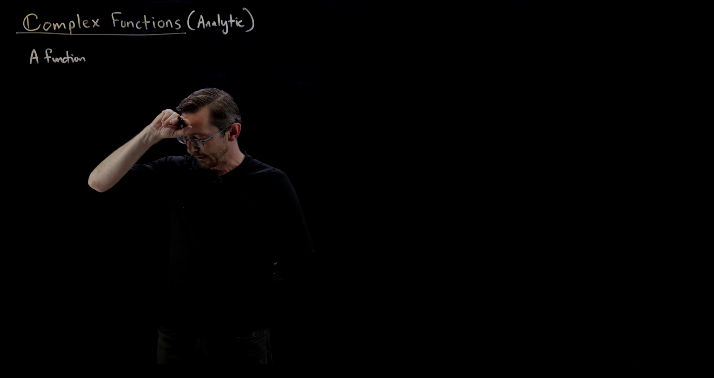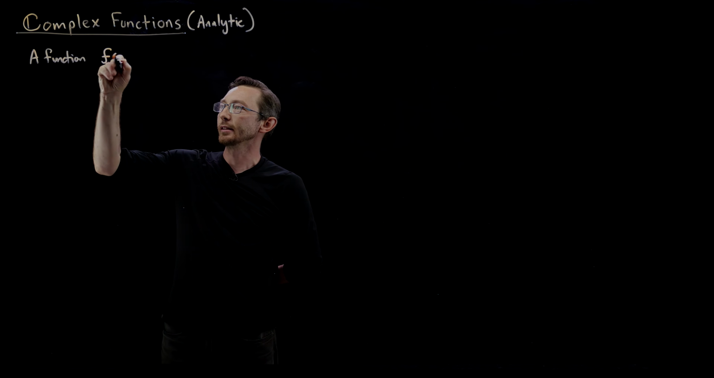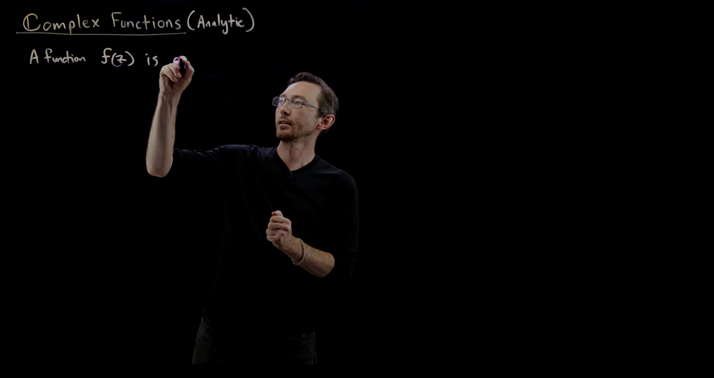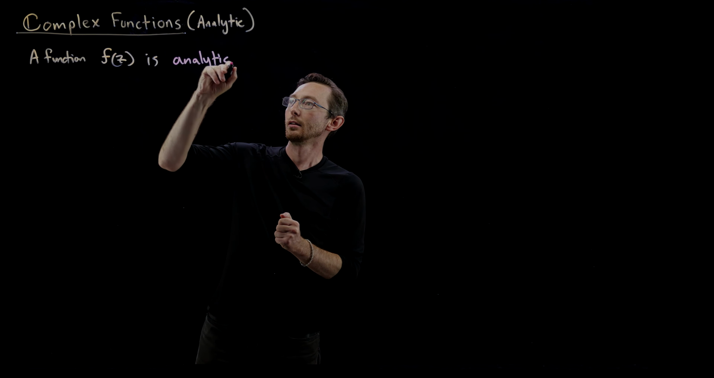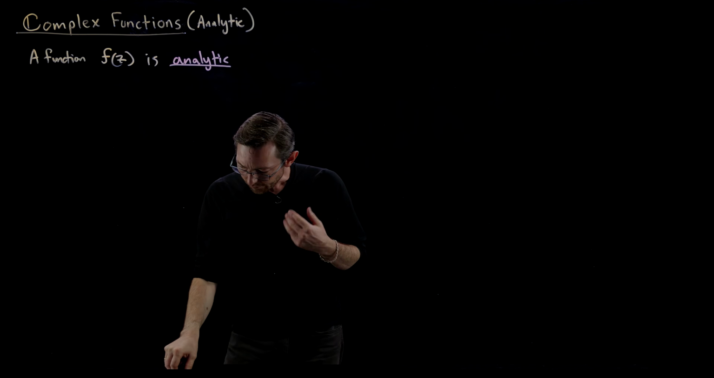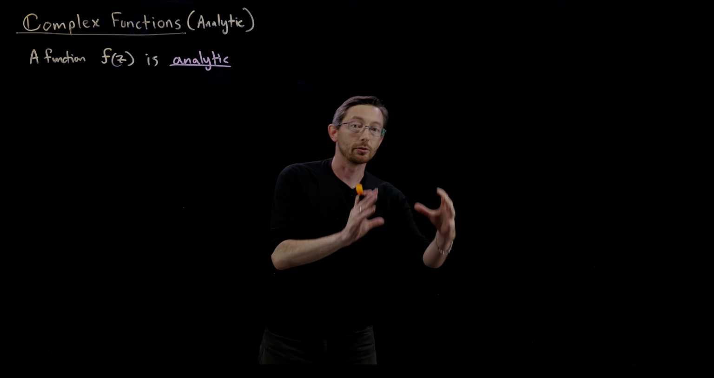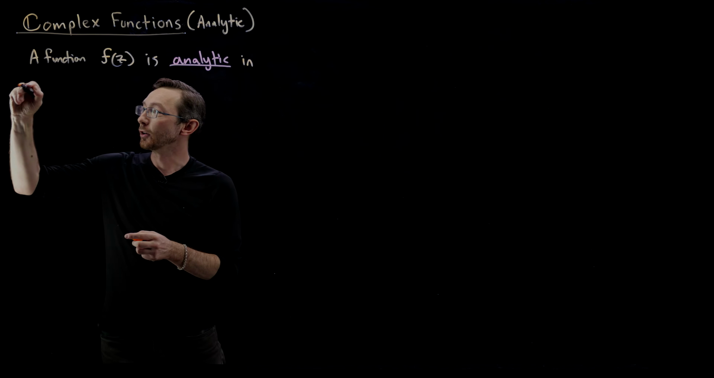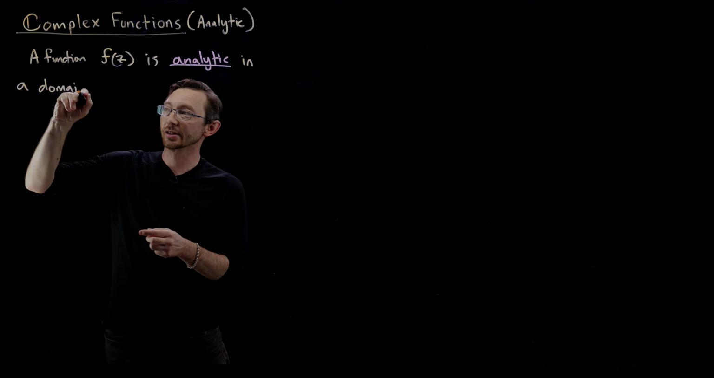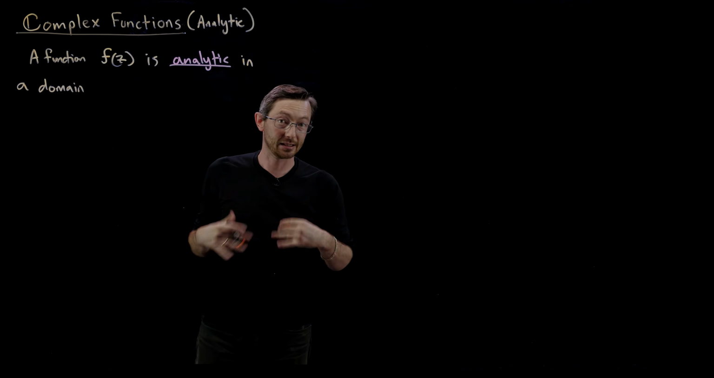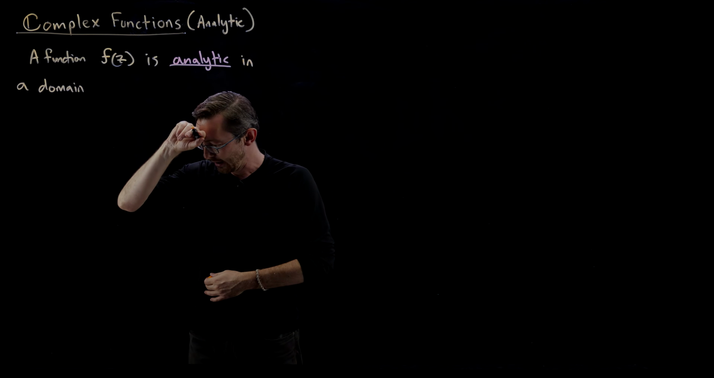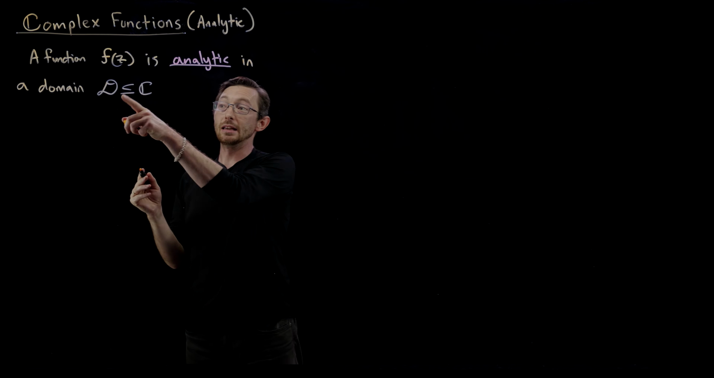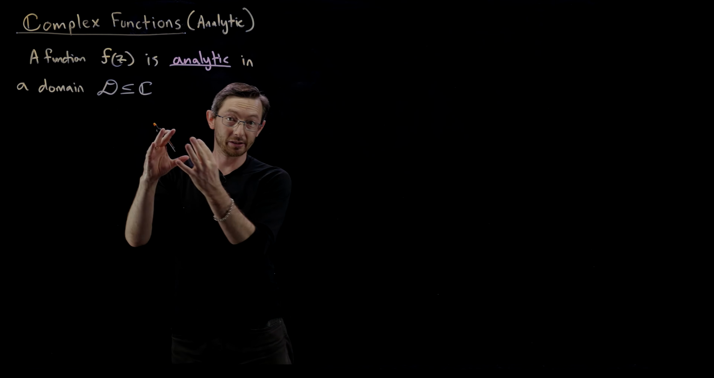So a function, let's say f of z, is analytic, and I'm going to use red for this. And we typically say it's analytic in a certain region of the complex plane. So a domain is just a region. It's math speak for some set in the complex plane. Some domain D in the complex plane. It could be equal to the complex plane, it could be the whole plane, or it could be a little subset.